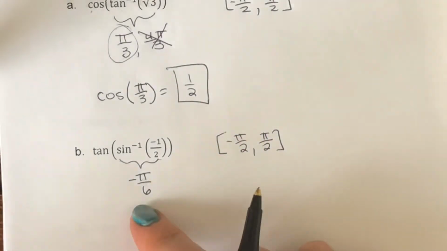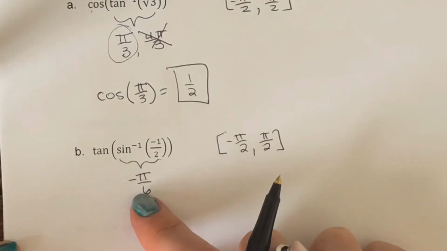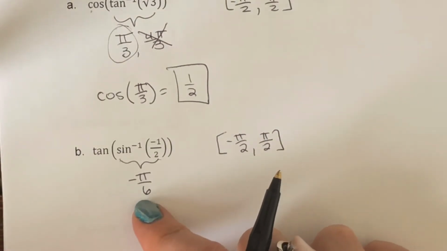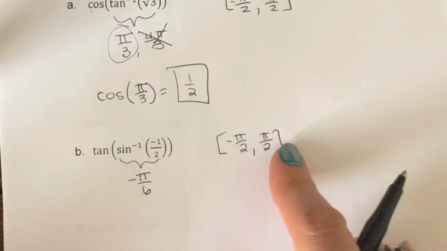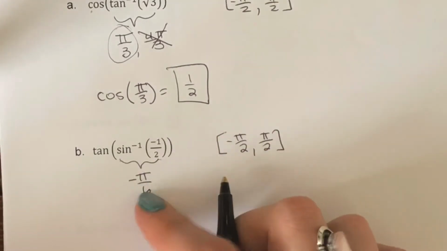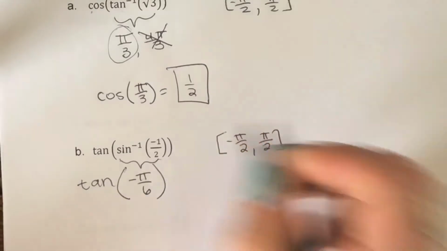So again, I see that mistake quite a bit on this section, is students want to put 11 pi over 6 instead of negative pi over 6, which share the same spot on the unit circle, but they're different numbers. 11 pi over 6 will not fit in this domain. It's not between negative pi halves and pi halves. So we want this one right here. So careful with that. But then, that's the inside.